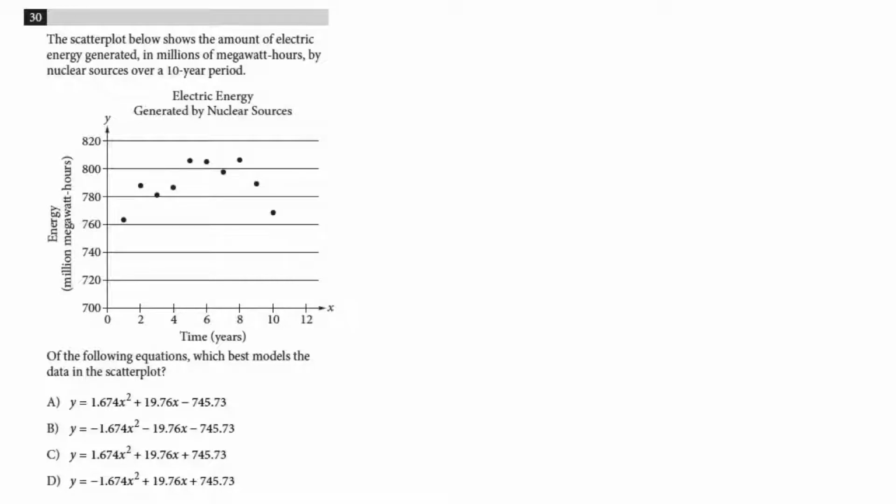Okay, 30. The scatter plot below shows the amount of electric energy generated in millions of megawatt hours by nuclear sources over a 10-year period. Of the following equations, which best models the data in the scatter plot? Okay. So, if we were going to model this, let's just look at these. All of these models are quadratic. They all model a parabola. So let's try and do a quadratic regression for this by hand. Not very precise, but let's see.